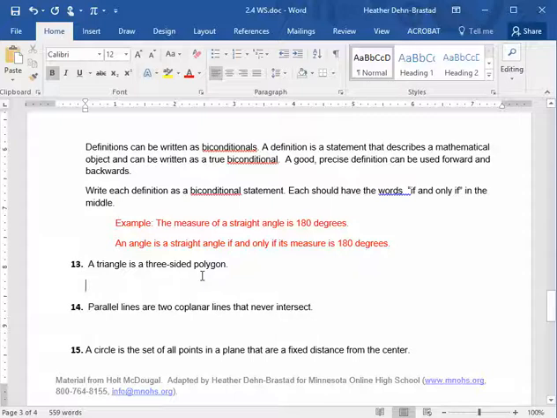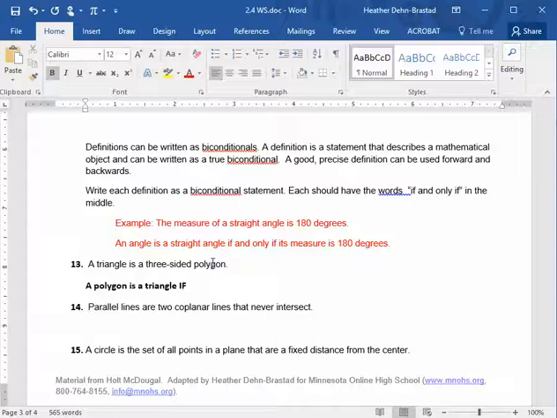So the first one's a little tricky. A triangle is a three-sided polygon. How do we start this? Do we say a triangle if and only if? No, that doesn't make sense. Let's start with a polygon, because when we're defining something, we might want to start with the broad term of it first. So a polygon is a triangle, and then we need the words if and only if.